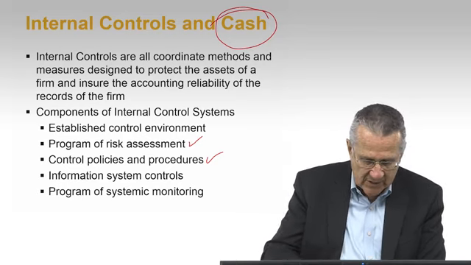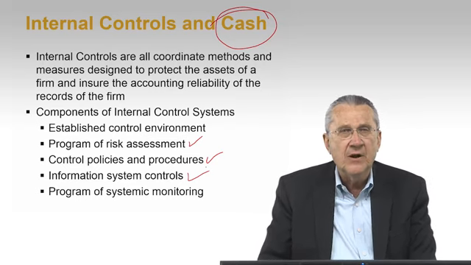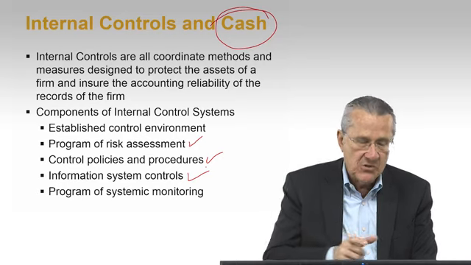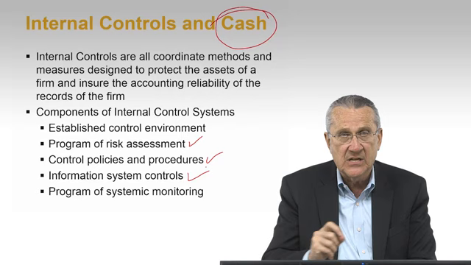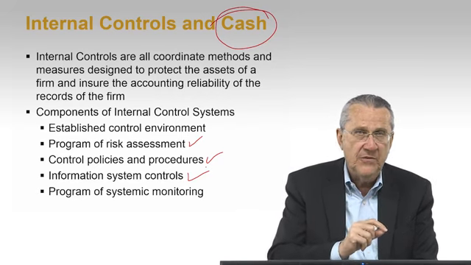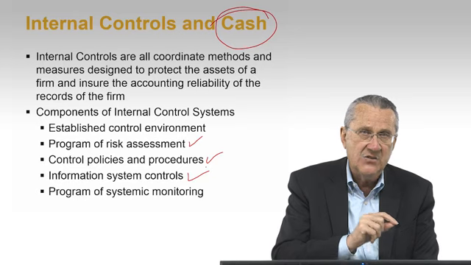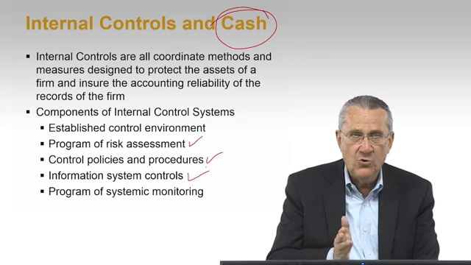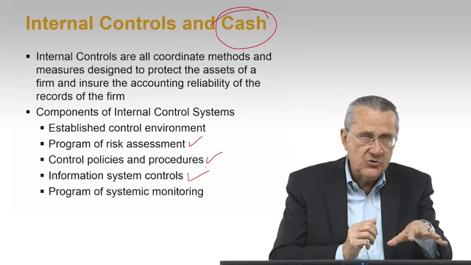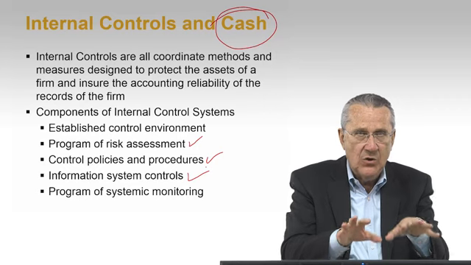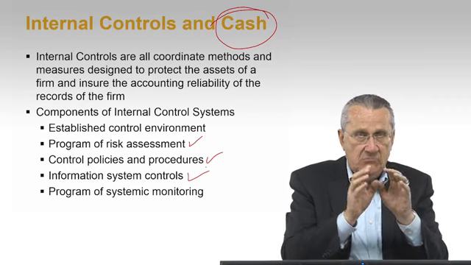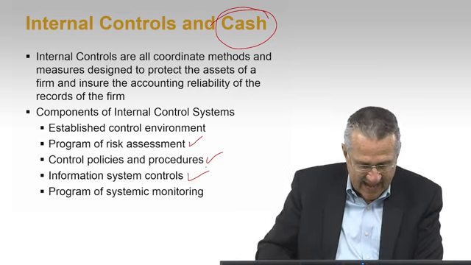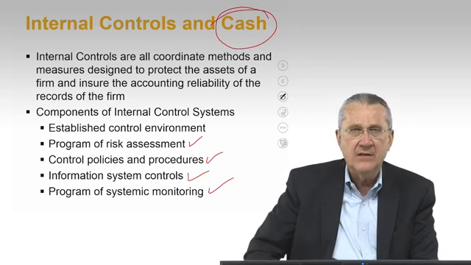We want information systems controls. We want to make sure that the only people who have access to the accounting system or to various parts of the accounting system are those people that we specifically identify as being trained and appropriate in that function. We don't want people who have access to both resources and the accounting for those resources. We don't want to see that. We want separation of duties. And we want a program of systematic monitoring.